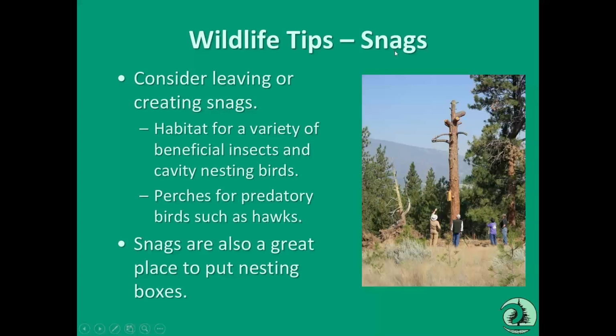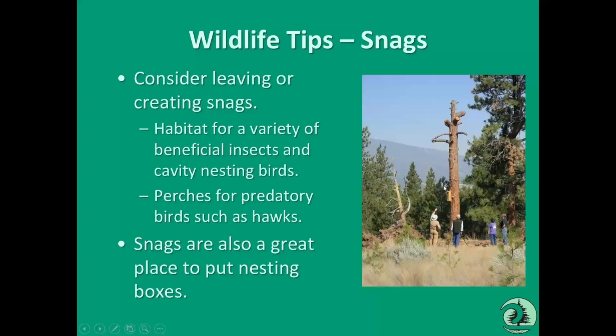So another great wildlife tip is to leave snags on your property. If you already have some dead trees that aren't going to be a hazard for buildings or fence lines, leaving these for habitat for a variety of beneficial insects and cavity nesting birds is just a wonderful idea. They also make great perches for birds such as hawks and eagles. So they can really help bring a variety of wildlife to your property.